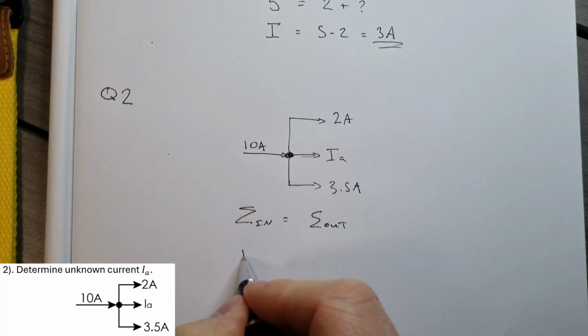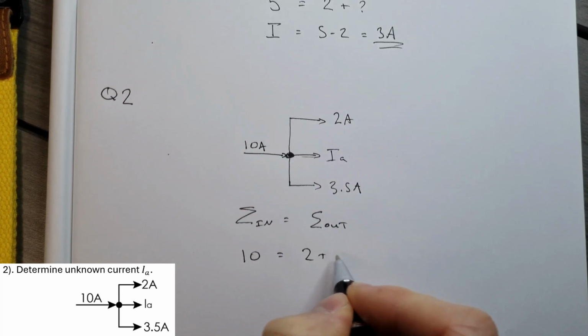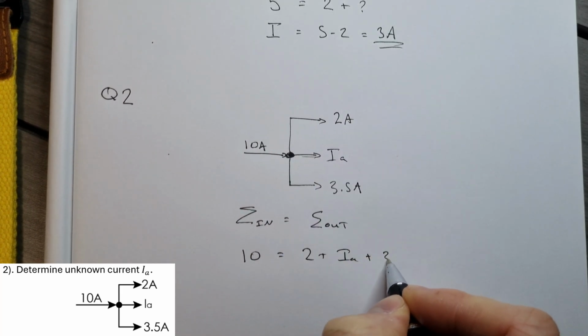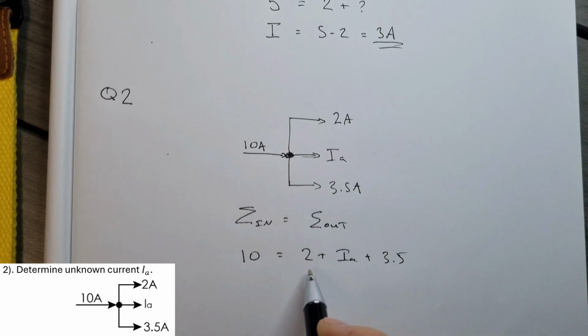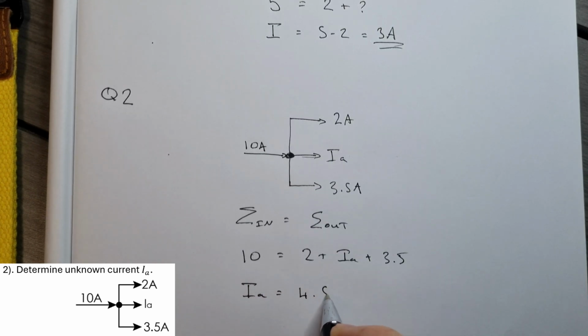So in this case, 10 equals 2 plus IA plus 3.5. So we can go ahead and subtract the 2, subtract the 3.5, and that's going to leave us with IA being equal to 4.5 amps.